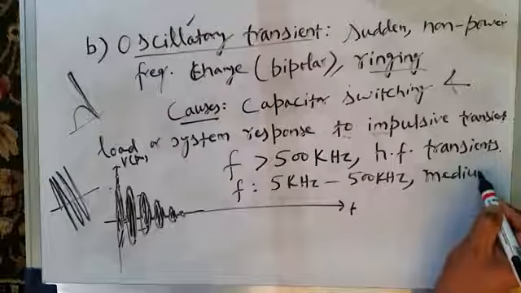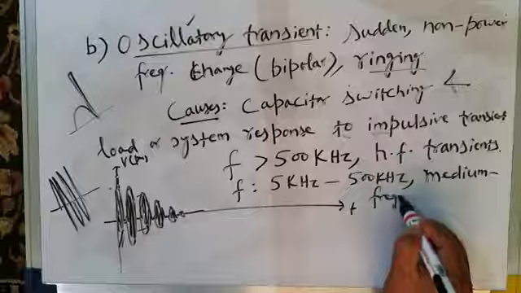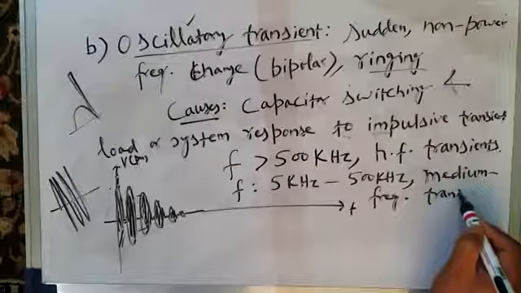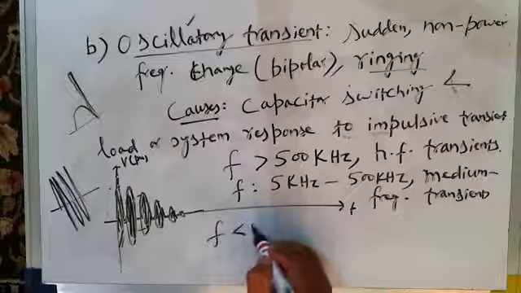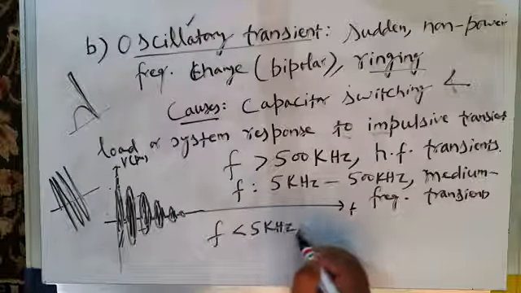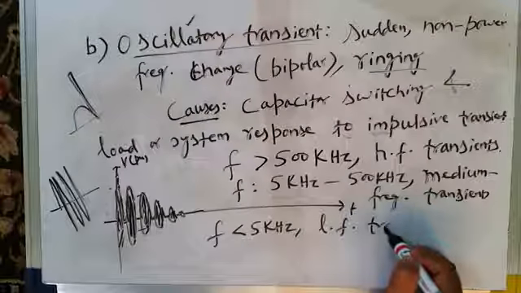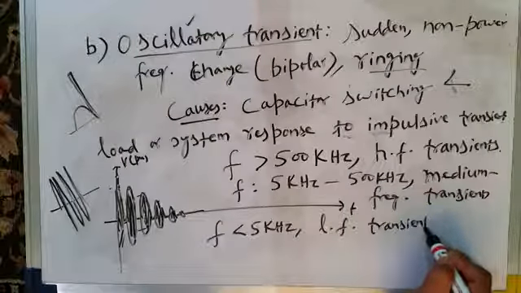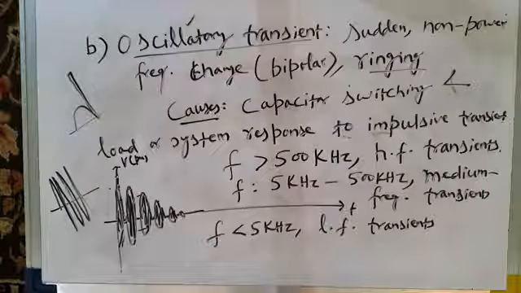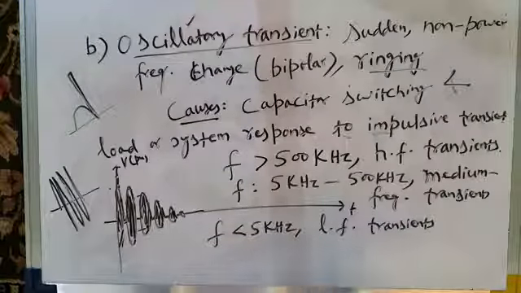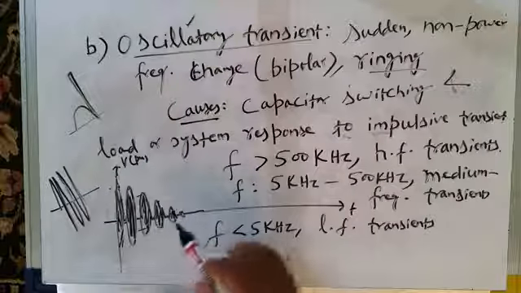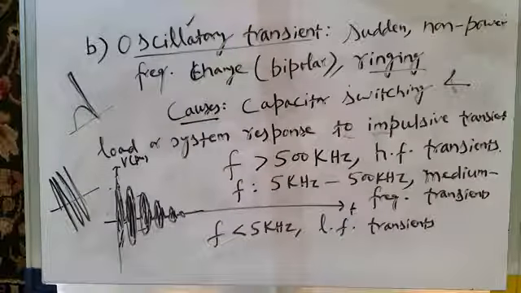Medium frequency transients. And if the frequency of transients is less than 5 kilohertz, they are called low frequency transients. So this is about oscillatory transients. The problem with oscillatory transients is that they may travel along the line, and they may impress very high voltage across line insulators, and they may cause puncture or damage of line insulators.